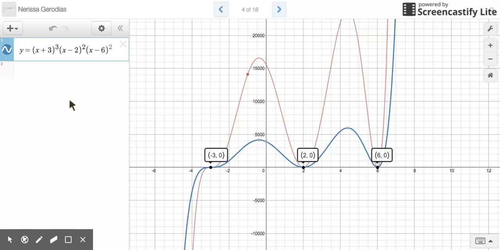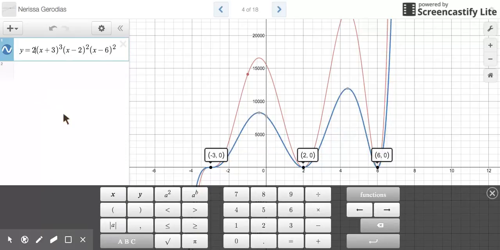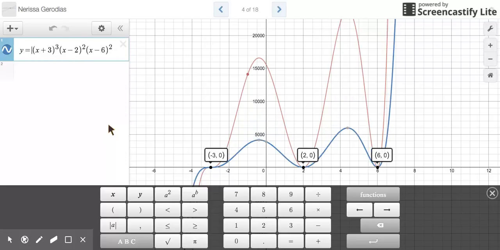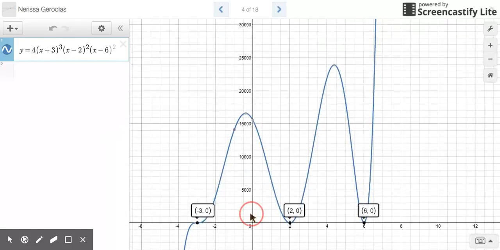So, in order to stretch, my leading coefficient should be increased. So let's try 2. Not yet, but it's getting closer to the red graph. The blue is getting closer to the red graph when we increase the leading coefficient. So let's try 3. Okay, closer. Let's try 4. There it is. We now have a perfect fit.